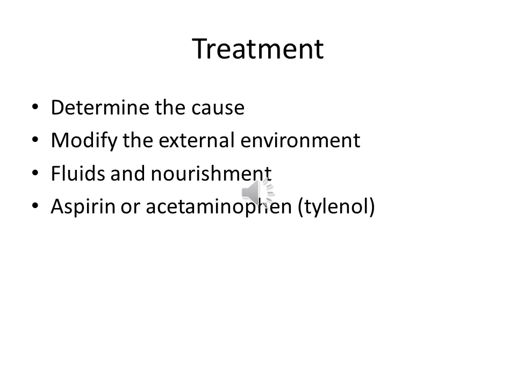The purpose of modification of the external environment is to facilitate the transfer of heat from our body to our surroundings. For this purpose, we can use sponge baths, cooling blankets, or mattresses. We must take care, though, not to cause shivering or vasoconstriction, which would defeat our purpose of removing heat from the body.